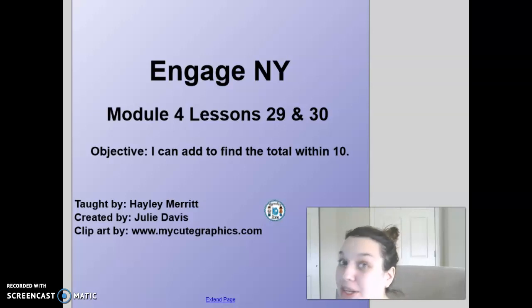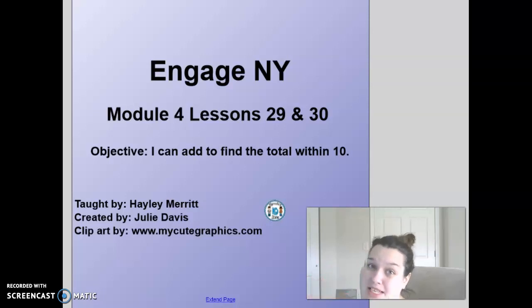And today we're going to do two lessons in one. So today we're going to do lesson 29 and 30 from Module 4. I combined these because you guys are getting really good at number sentences and number bonds. This was combining number sentences and number bonds within 10 into one lesson. So today's focus is I can find the total within the number 10, so 0 through 10, and we're going to be able to find the sum or the total. So we're going to be doing some addition, adding our two parts together today, okay?